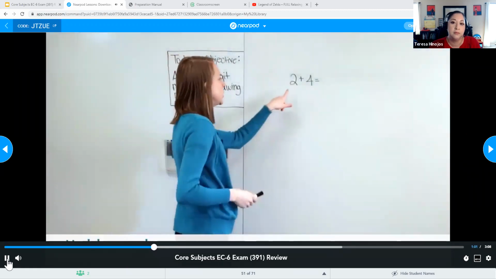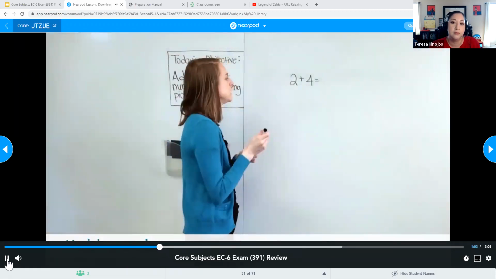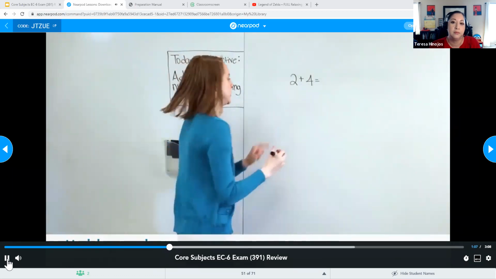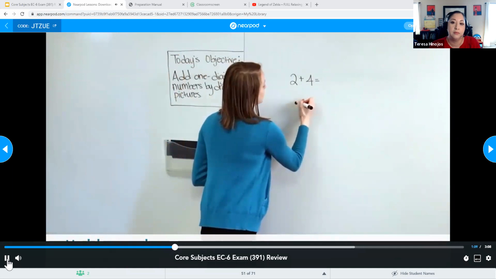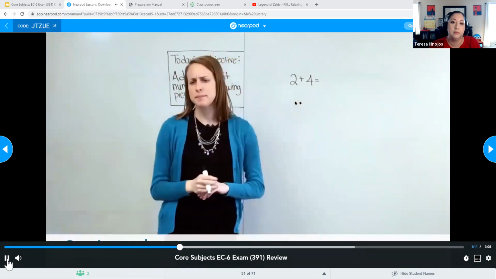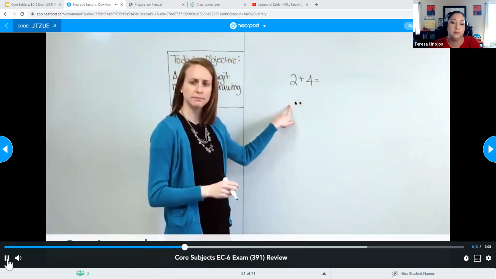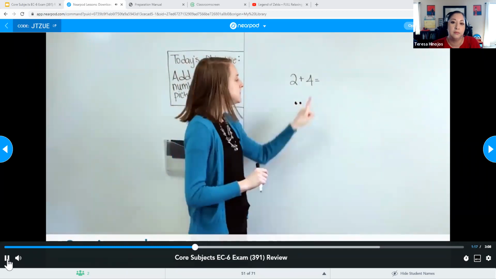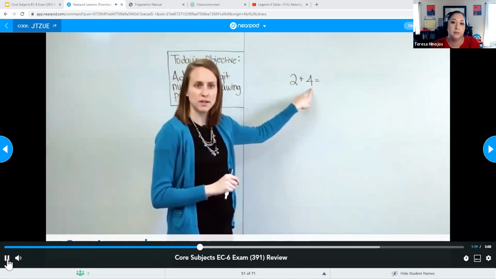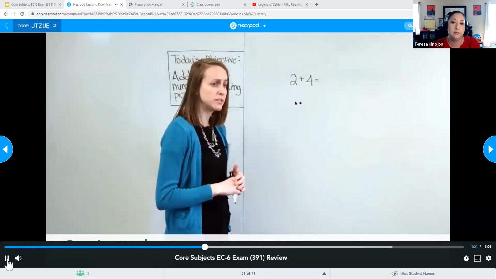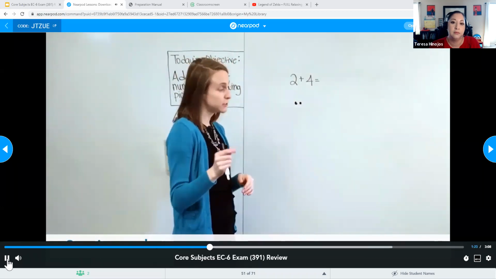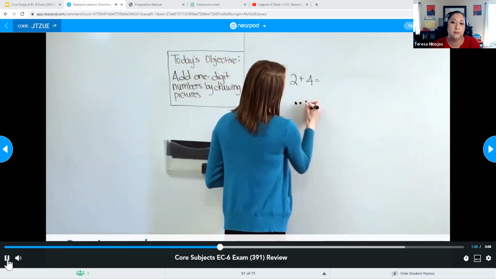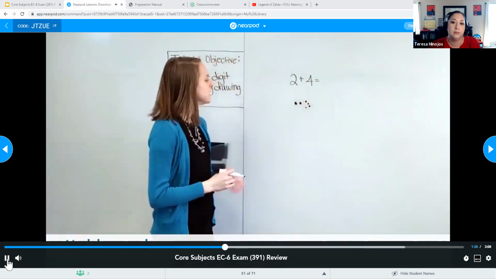We're going to start with this problem here, 2 plus 4. To start, I'm going to draw dots to show my first number 2. 1, 2. Dominique, how many dots did I draw? 2. That's right, I drew 2 dots. Next, I need to draw 4 dots. Mateo, how many dots do I need to draw next? 4. That's right, I need to draw 4 dots. I'm going to come over here and draw 4 dots.